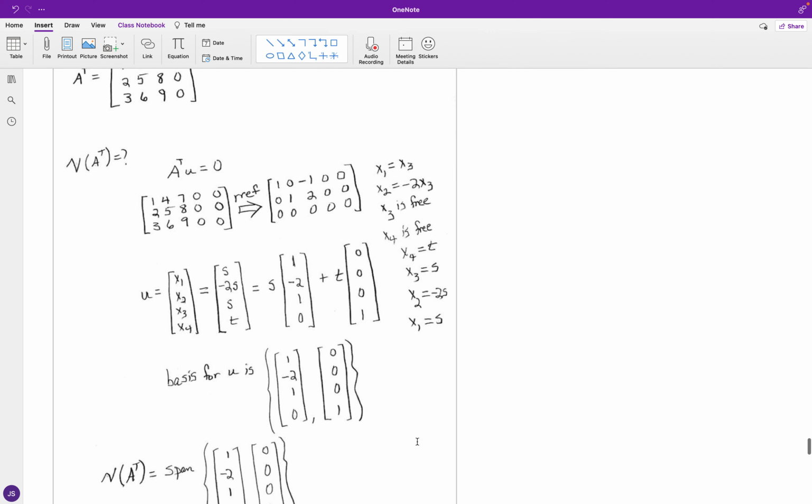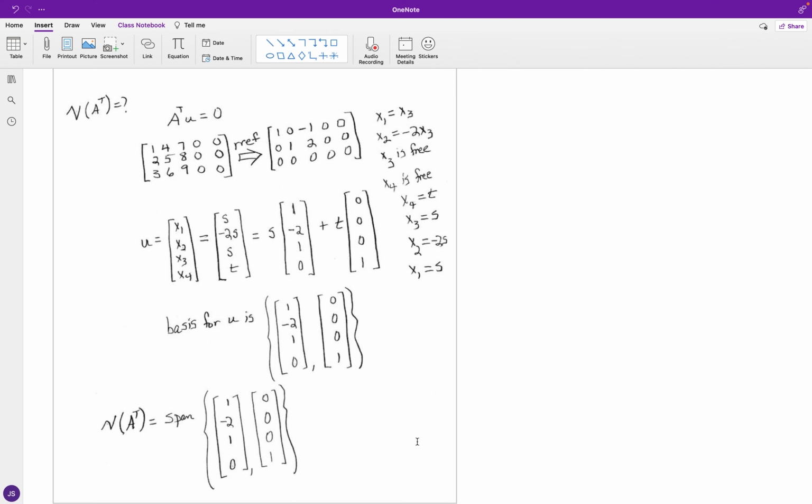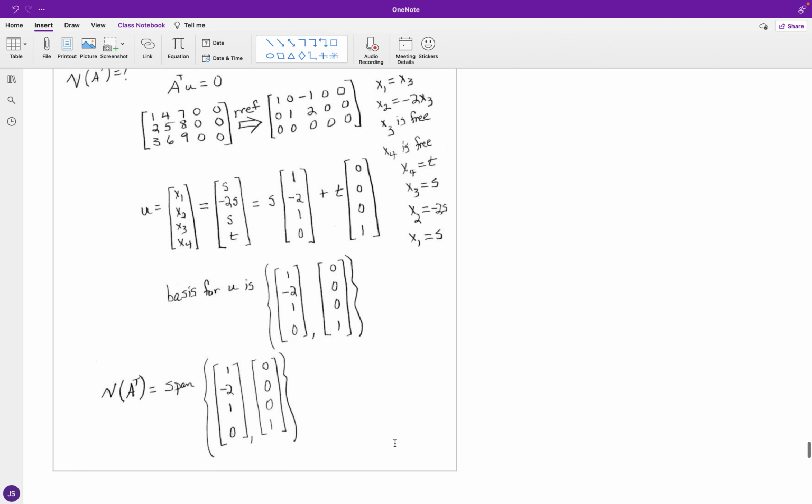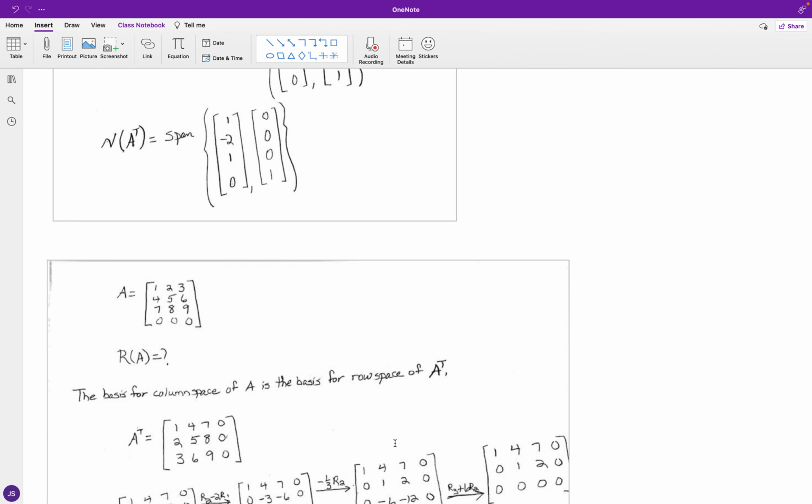And from this, N of the transpose of A, which is the null space of the transpose of A, is going to be the span of the set consisting of those two numerical vectors.